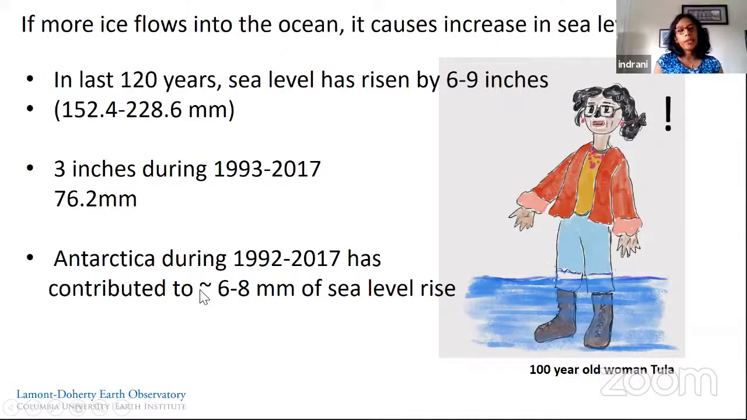And Antarctica, during 1992 to 2017, has contributed to around 6 to 8 millimeters of sea level rise. That's the cumulative. So the contribution is in millimeters. So, you know.